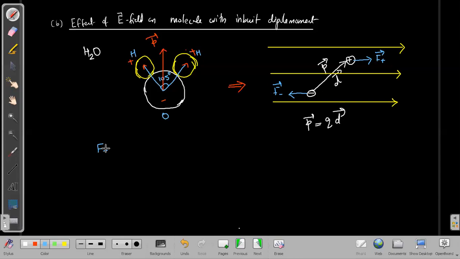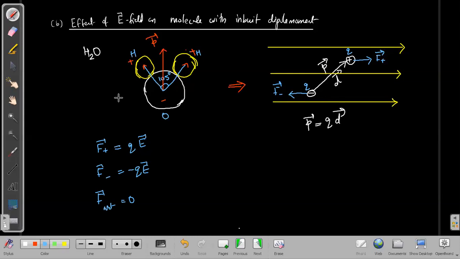And what would be F plus? F plus would be equal to the amount of charge Q, so F plus would be equal to Q into E, and F minus would be equal to minus Q into E. Therefore the net force would become zero. So the net force on the system would become zero. Will there be any effect? Yes, obviously there should be some effect. Although the net force becomes zero, this molecule will experience a torque. Okay, so net torque is not zero.